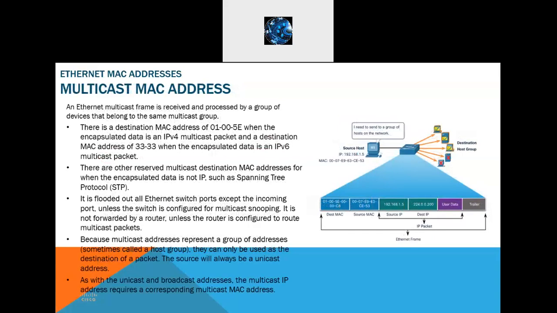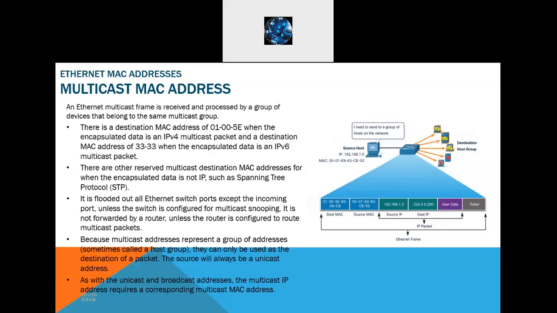Also, we can have what is called a multicast MAC address. So what is a multicast MAC address? Unicast is one-to-one. Broadcast is one-to-all. But multicast is one to a set of people, a set of computers, or a set of devices. For instance, the switches or routers on your network use multicast addresses in this scenario to talk to themselves.